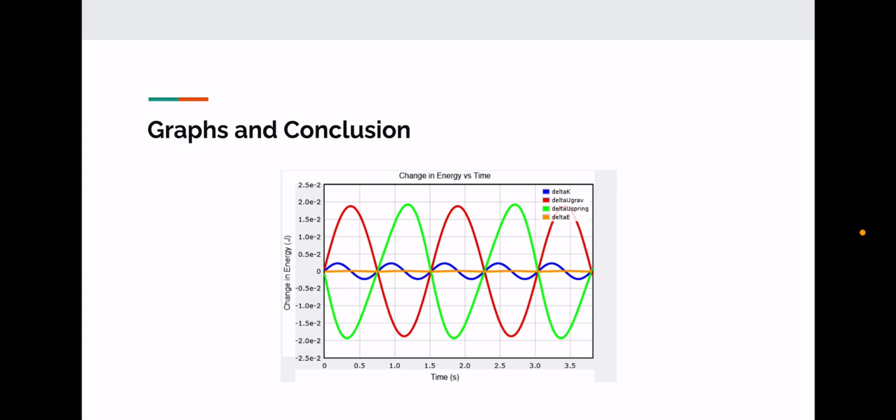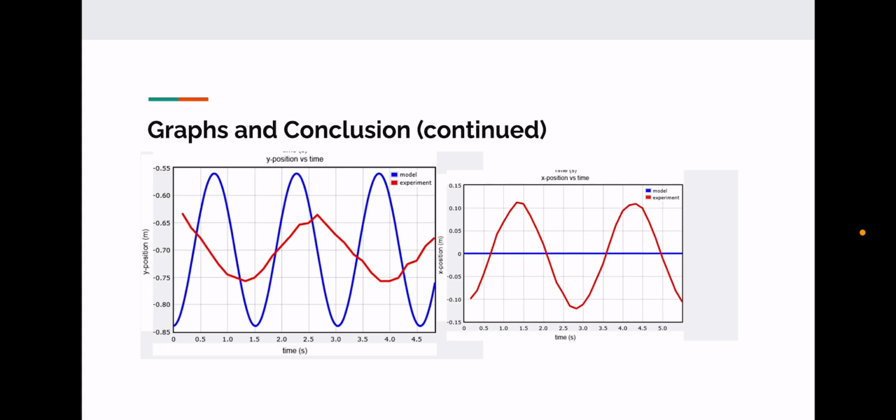Graphs and conclusion. We got that delta U spring and delta U grav have opposite signs, meaning they are equal in magnitude but opposite in sign. When one is at a min, the other is at a max, and similarly, when both of those are at either mins or maxes, the kinetic energy is at 0.